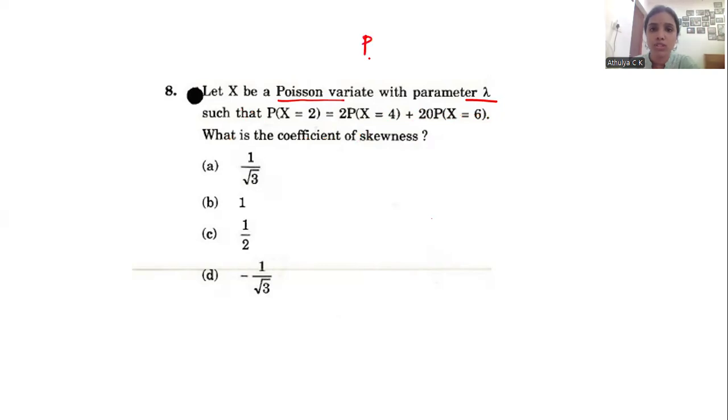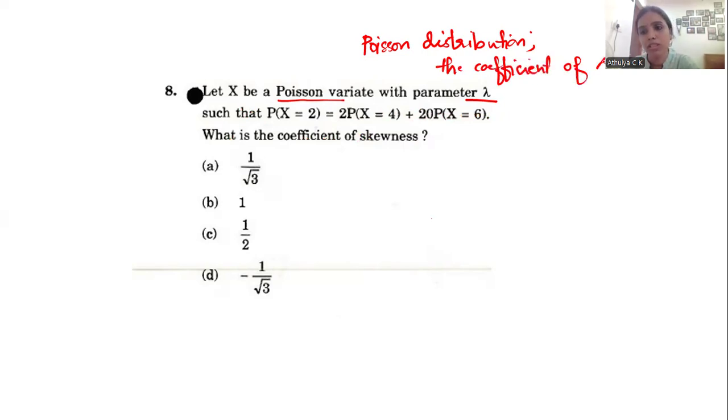In case of a Poisson distribution, we know that the coefficient of skewness, we represent it with the letter beta 1, right? So beta 1 is equal to 1 by lambda. So we need to find out the value of beta 1. For that, first we need to calculate the value of lambda, that is the value of the parameter. So by using the given condition, we can calculate the value of the parameter lambda.